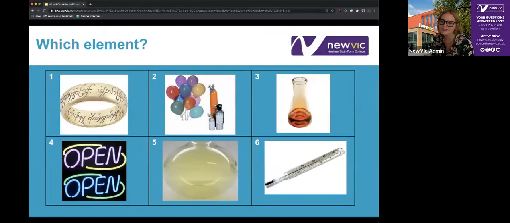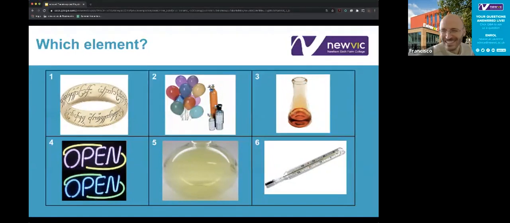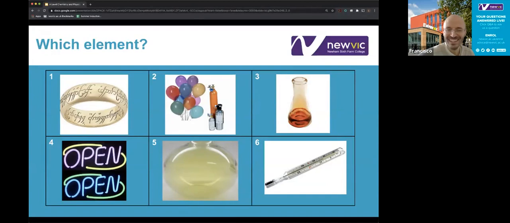I'm going to have a go at this. I think the first one is gold, the second one is helium, the third one, iodine. Very good, yes, it is. I can see lots of people getting those right as well. Number 4, I've got someone here, it's the same as what I was going to guess. Quite a few said neon. Yes. And then number 5.